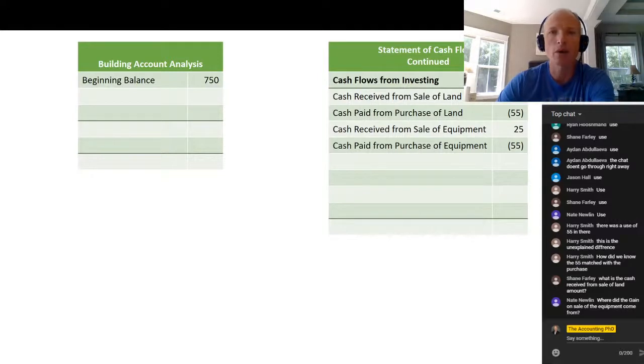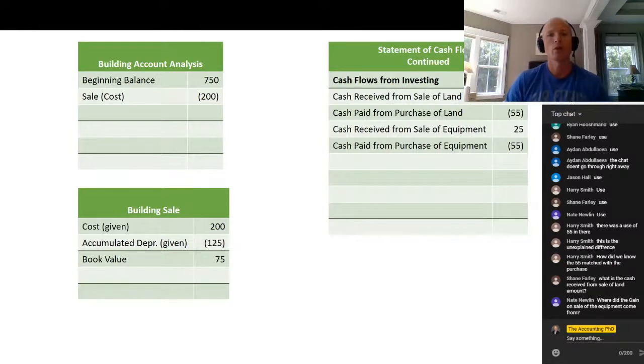So again, the beginning balance of the building account was $750. We are told that the cost of the building that was sold was $200. Now, given that a building was sold, it's likely the case that there is a cash receipt from that sale. Of course, that cash amount is not the same as the cost, and so now we're going to have to do a little bit of extra analysis to understand the cash flow from the sale. And so that's what we're doing down below. We were given the cost of $200. We were also given the accumulated depreciation in the extra information. So what that tells us then is the book value of the building that was sold was $75.